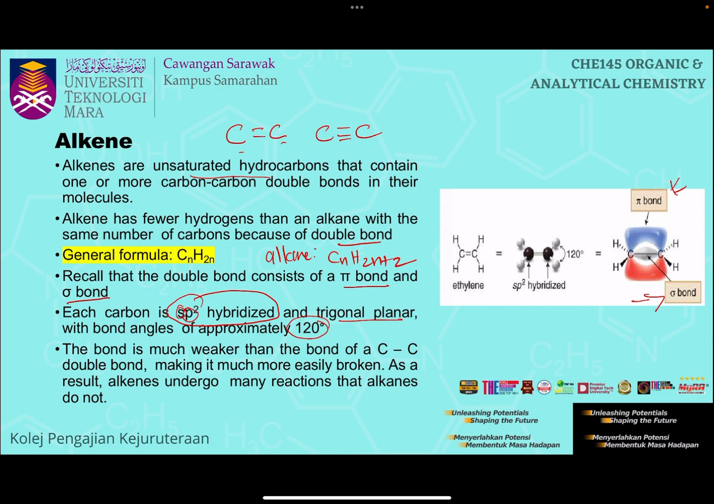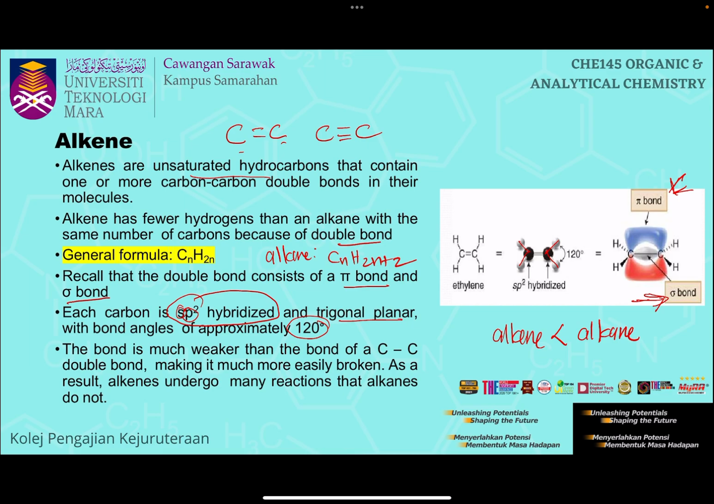If you look at a 3D structure, or on the internet, you will see that sometimes it comes with an angle. This is because of the hybridization. The pi bond is much weaker than the sigma bond of a carbon-carbon double bond, making it much more easily broken. As a result, alkenes undergo many reactions that alkanes do not. Because of the presence of this double bond, it actually makes alkene weaker than alkane in terms of bond breaking.